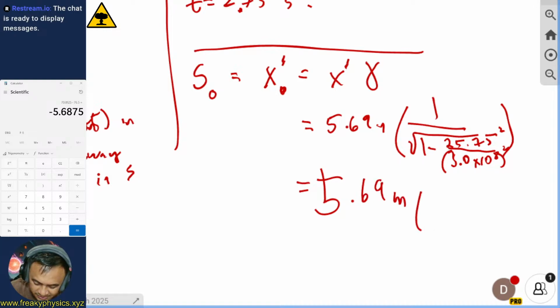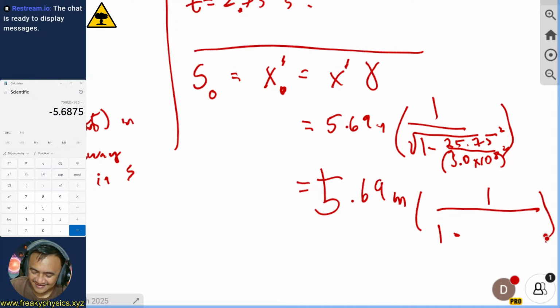So that's going to be, let's just do it like this, 5.69 meters times 1 over church bells. Yeah. All right. Okay. Should I mute, maybe? That's fine. I kind of miss hearing church bells.